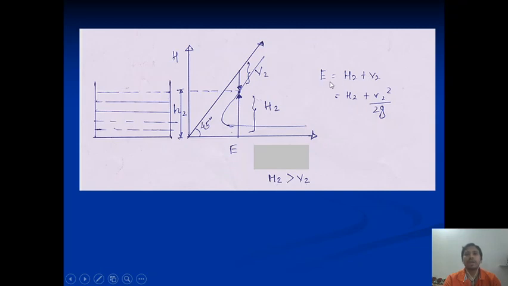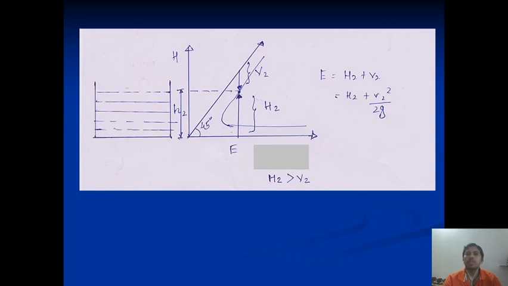So we again find out that the specific energy is a summation of H plus V square by 2G. So in any specific energy curve, we always obtain 2 points, where at one point we find the minimum depth and at another point we find the maximum depth.